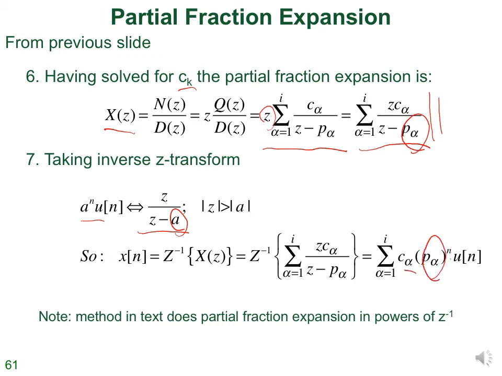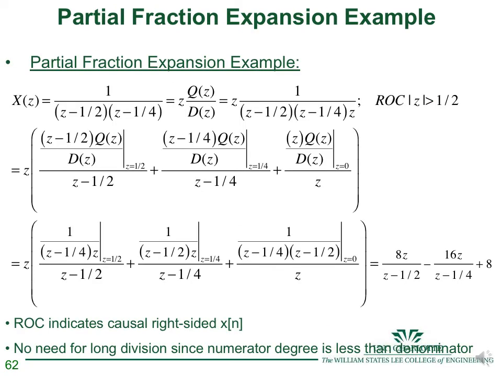So this is best illustrated by an example. If we have X(z) with poles at 1/2 and minus 1/4, we need to convert that to the form where we have a z out front. So we bring the z out front and we bring a z in the denominator to put it in that form.